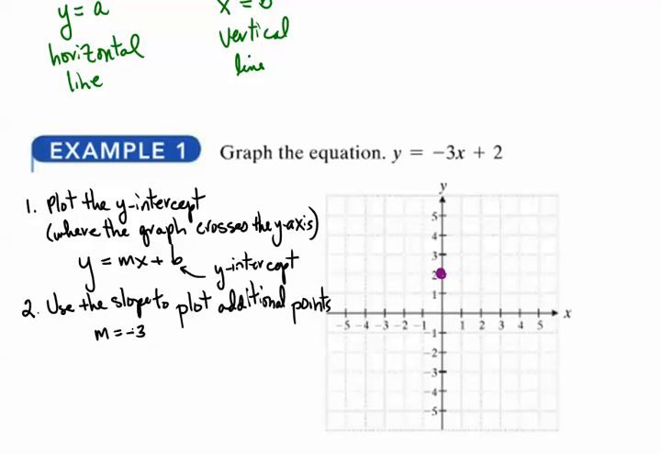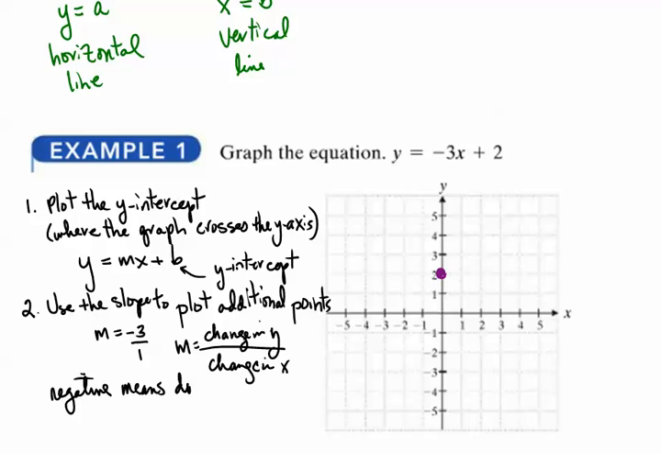Now what does that mean? That means, if you are not sure what slope is, change in y over change in x, which means, and when you have a -3, it really means -3 over 1. So what that means, the negative means that we're going down here. From left to right, the line is going down.